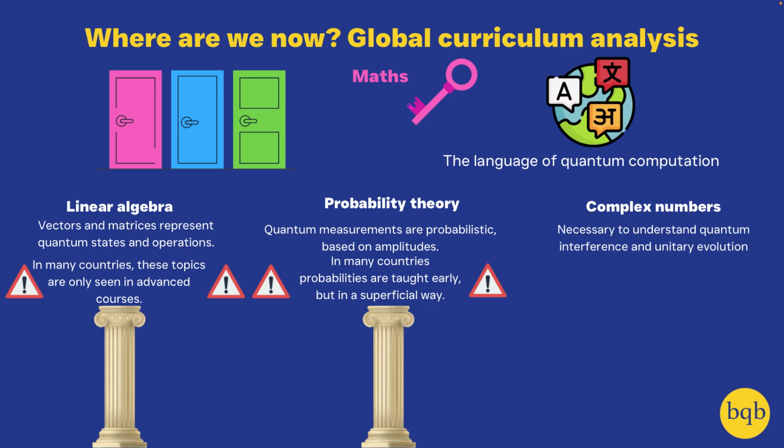Then there are complex numbers. So complex numbers are very important for understanding quantum interference and unitary evolution. And in most curriculums, they're not even taught.